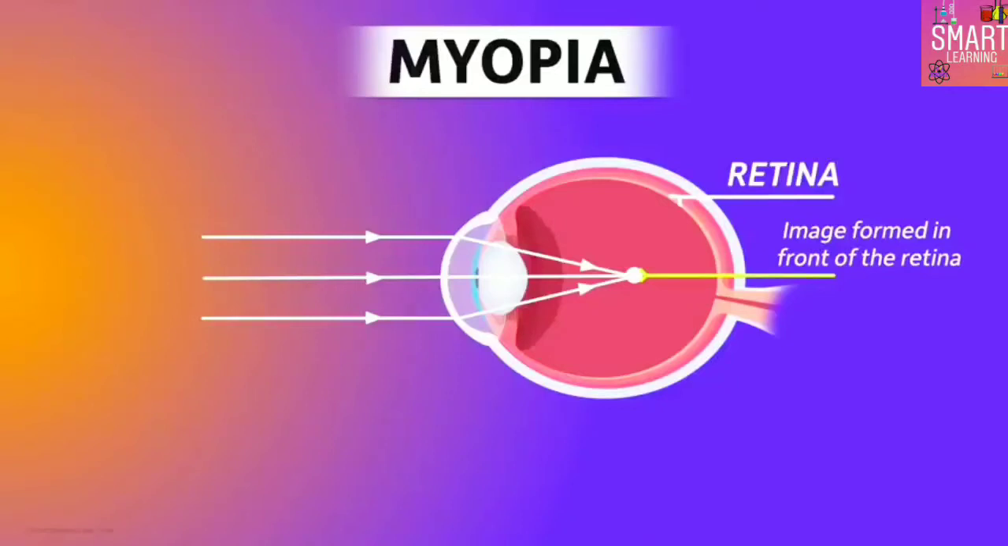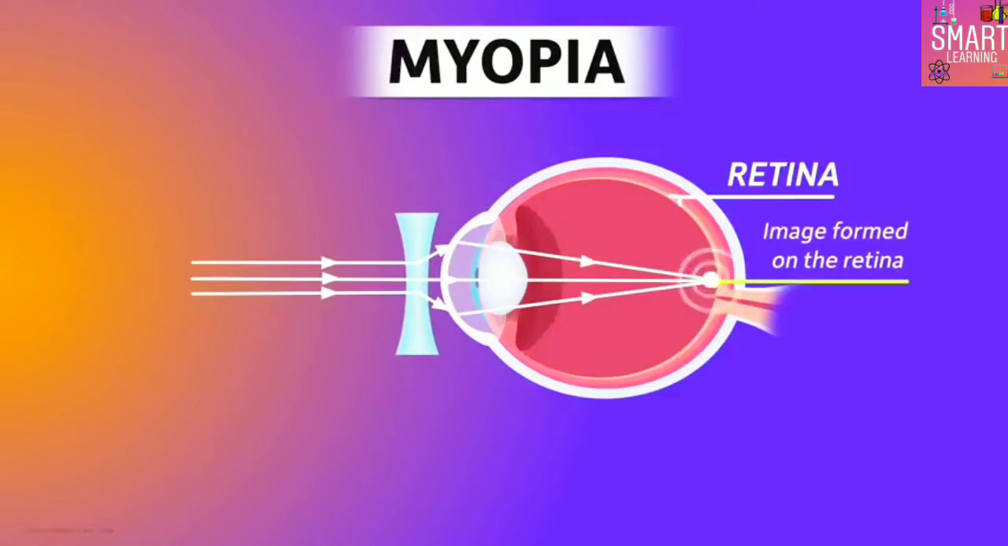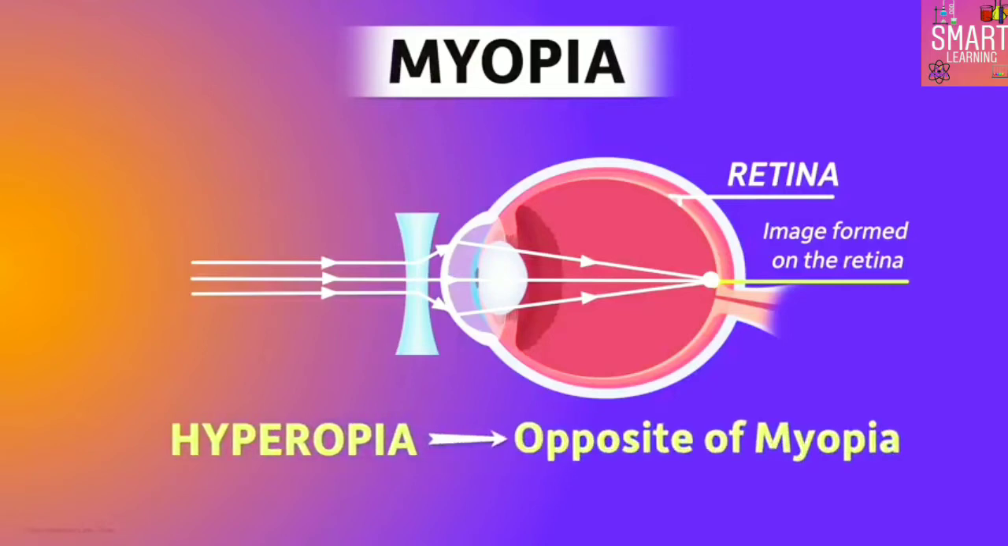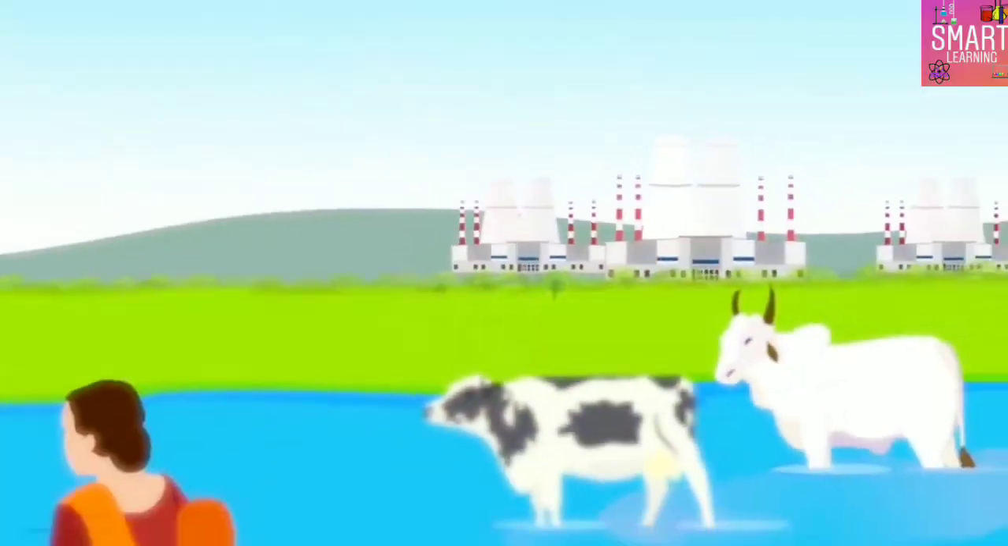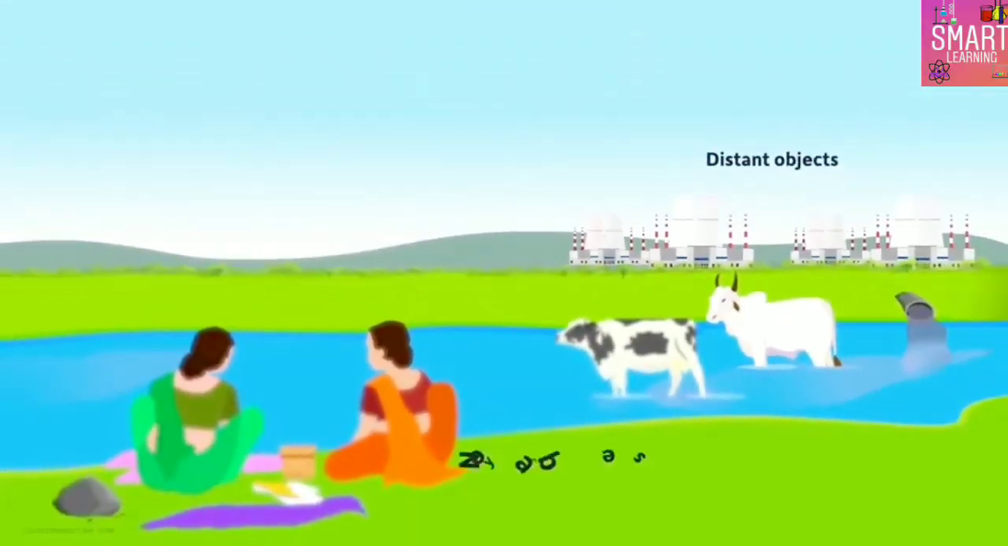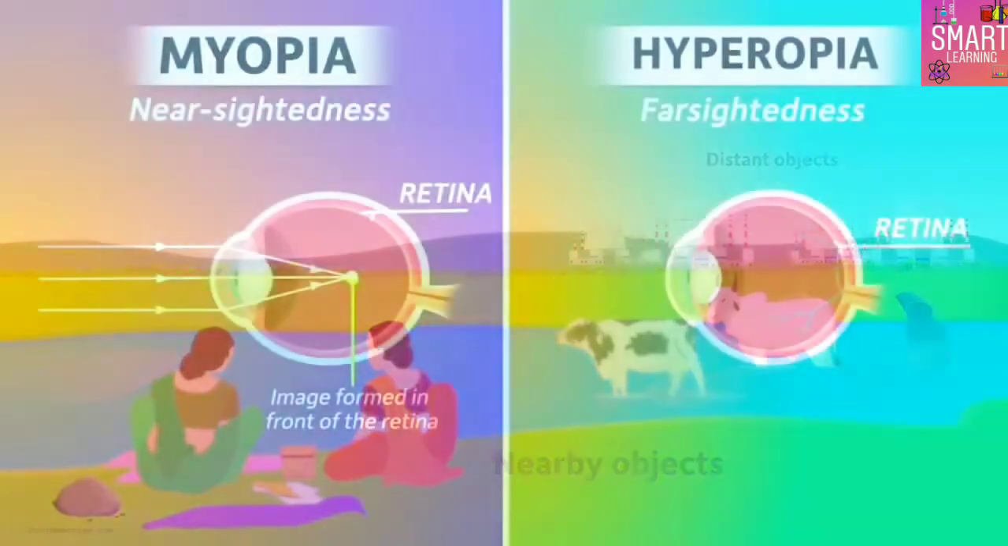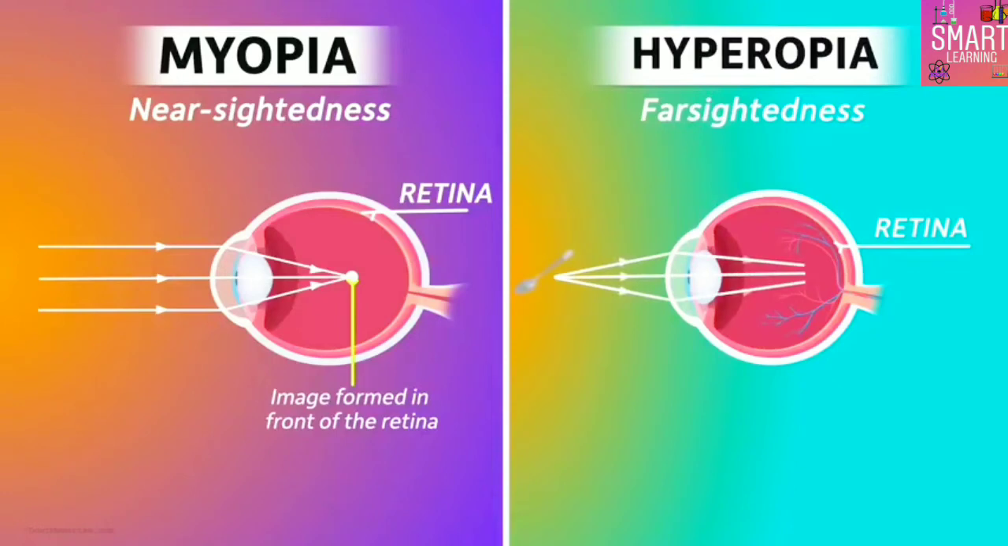We have seen what myopia is and how it can be corrected. But what's hyperopia? In simple words, it's exactly the opposite of myopia. Hyperopia is also called farsightedness. In this case, distant objects are clear while nearby objects appear blurry. This is because the light is focused behind the retina rather than on the retina.